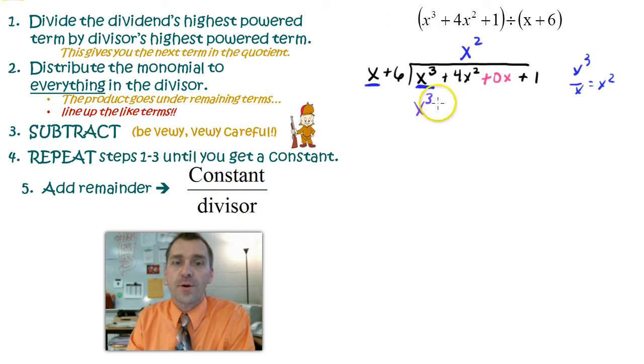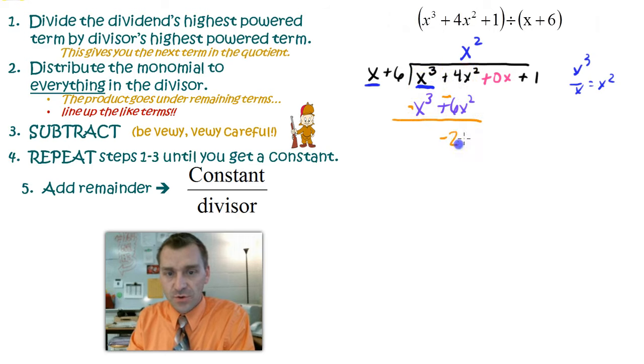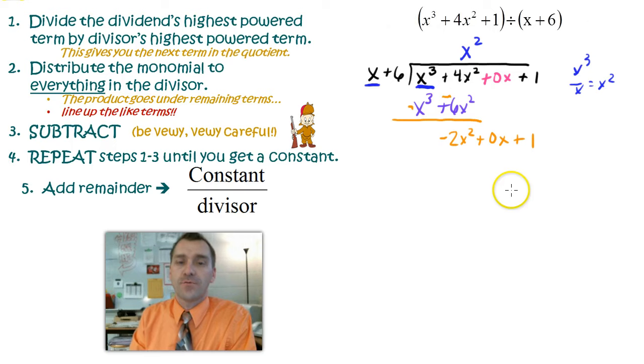Keep my things in order, remember. x squared times 6 gives me positive 6x squared. And now I'm at step number 3, where I must subtract. So I change this sign, I make that negative, and I bring down everything. So this goes to 0. This goes to negative 2x squared. This just stays plus 0x. This just stays plus 1. Beautiful. And now I do not have a constant, so I must repeat my steps.